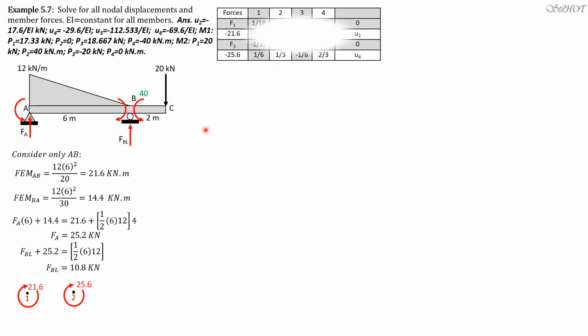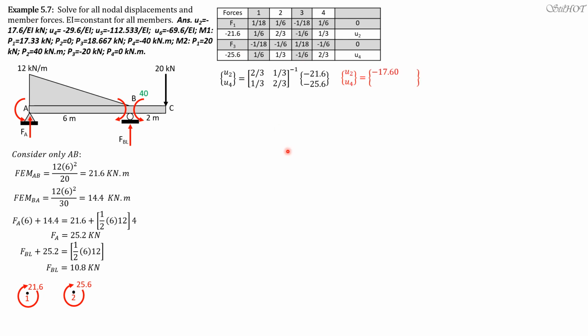For the stiffness of AB, we have 12 over 6 cubed, and we already have this, so you can copy immediately as long as the first entry is 1 over 80. We eliminate rows and columns associated with zero displacements, which are at U1 and U3, leaving this 2 by 2 matrix only. To solve for U2, U4, it is the product of the inverse of this matrix and this force matrix. Without further explanation of the calculations, because you already experienced the same, you get U2, U4 equals negative 17.6 over EI and negative 29.6 over EI, which corresponds to theta A and theta B.